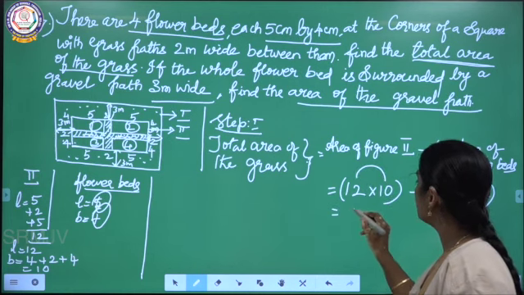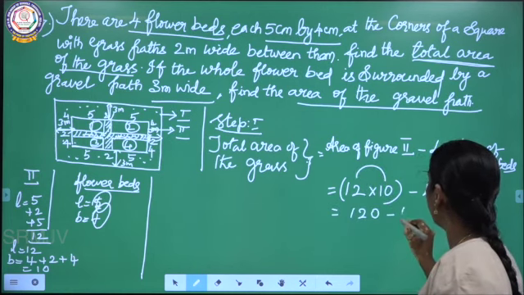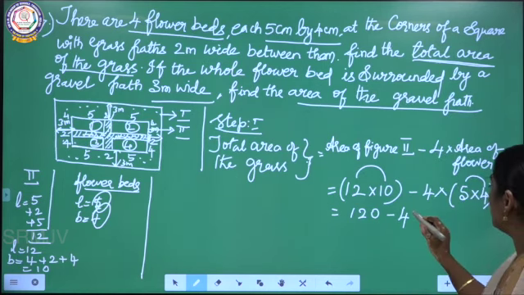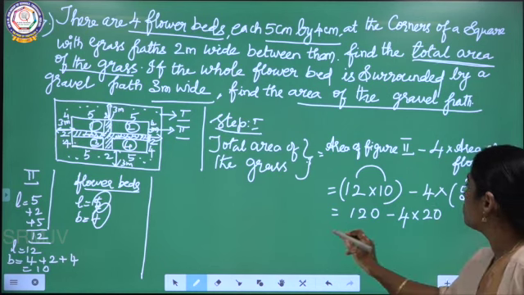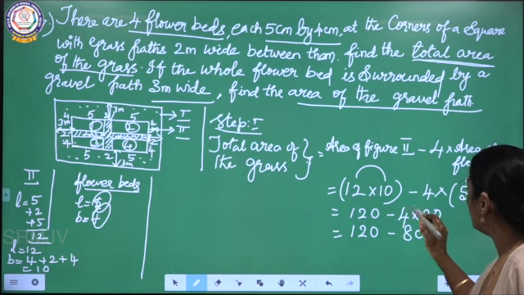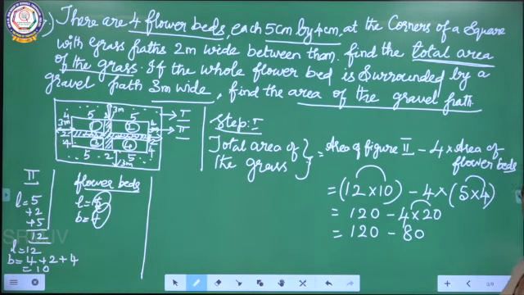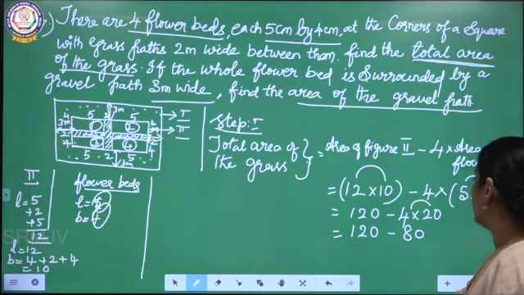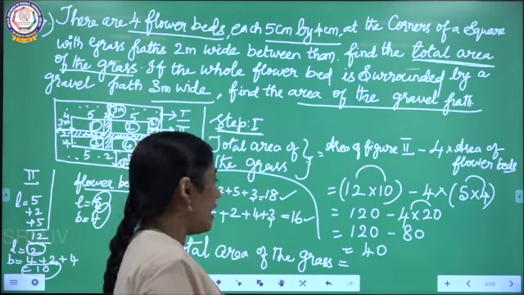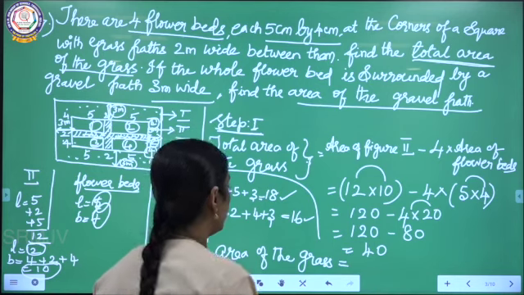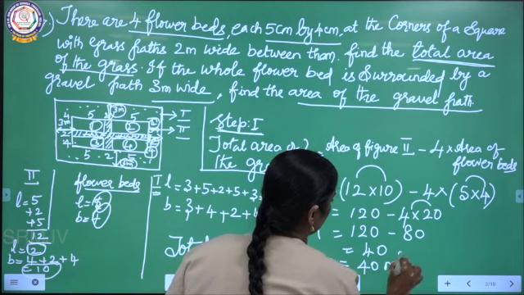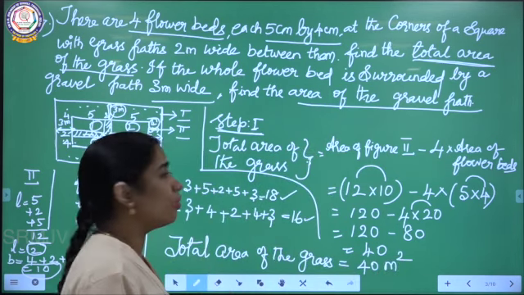12 tens are 120 minus 4 into 5 fours are 20. So 120 minus 80, when I am multiplying this, 4 20s are 80. 120 minus 80 is 40. Now I am going to write with the unit, which is 40 meter square. So my step 1 is over.